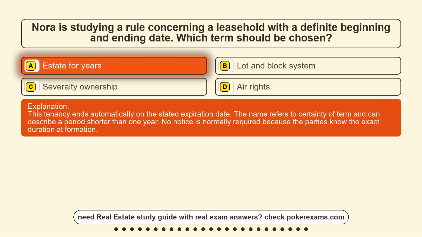This tenancy ends automatically on the stated expiration date. The name refers to certainty of term and can describe a period shorter than 1 year. No notice is normally required because the parties know the exact duration at formation.